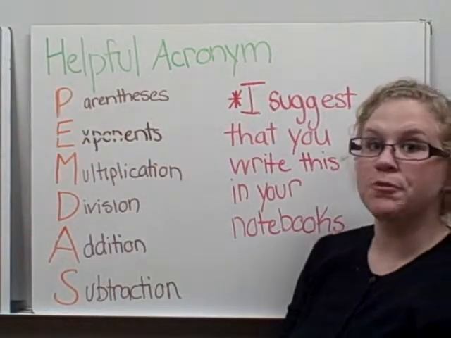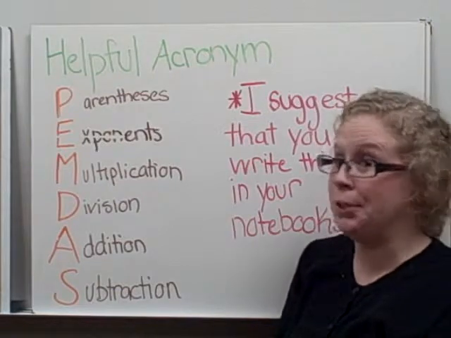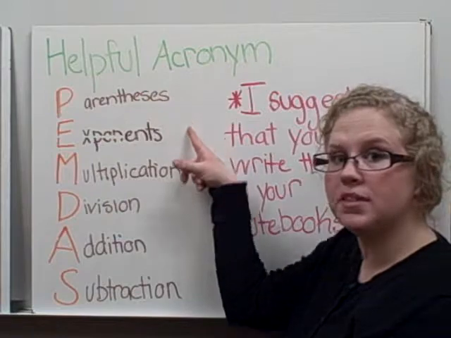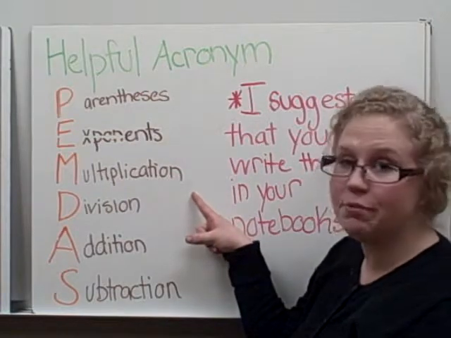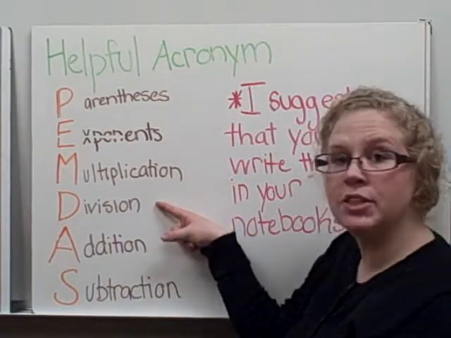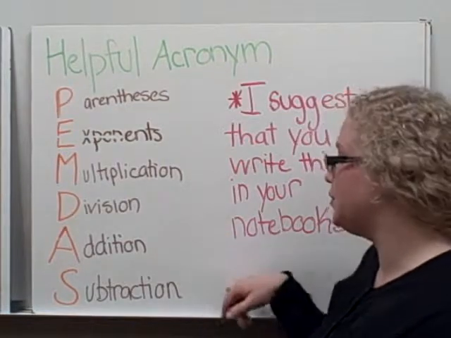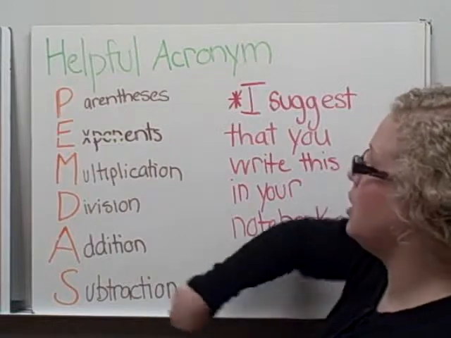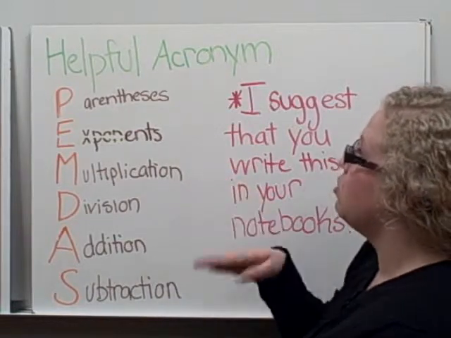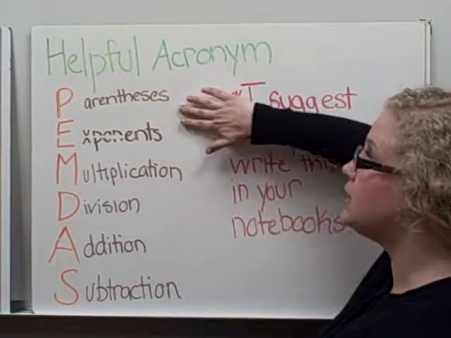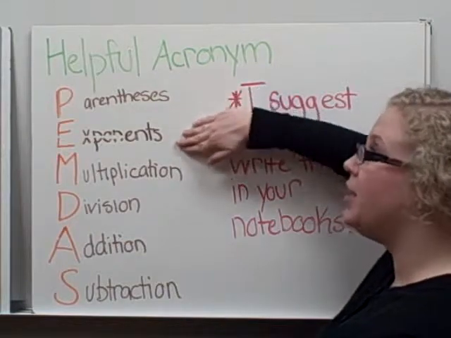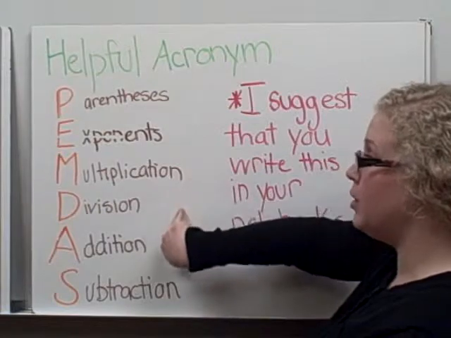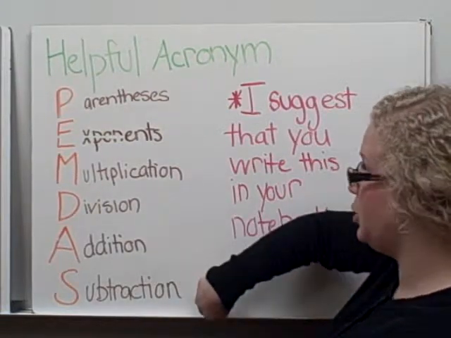Our helpful acronym for following these key concepts is going to be PEMDAS. P stands for parentheses, E for exponents, M for multiplication, D for division, A for addition, and S for subtraction. We're going to use these rules in this order. So when we come across an example, we're going to do what's inside the parentheses first. And then if there's any exponents, we'll deal with the exponents. And then we can either multiply or divide, and finally add and subtract.